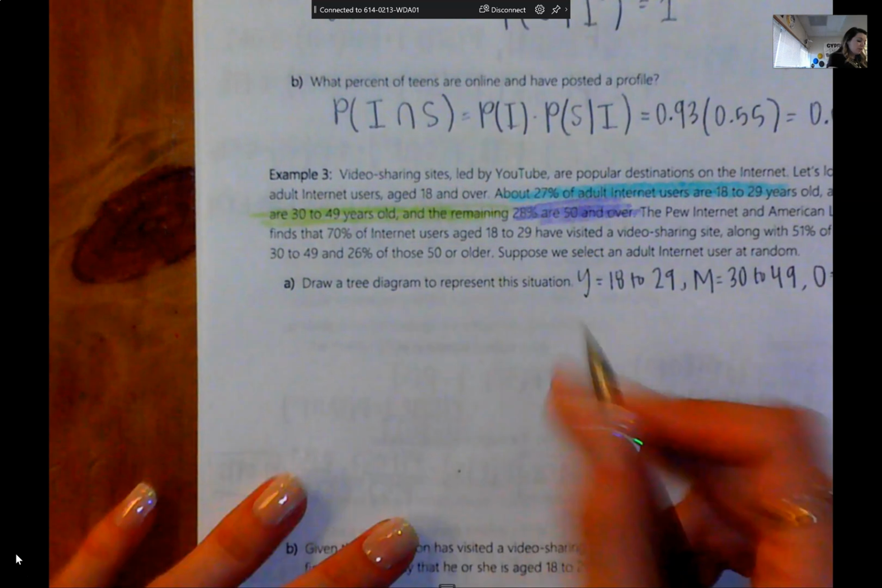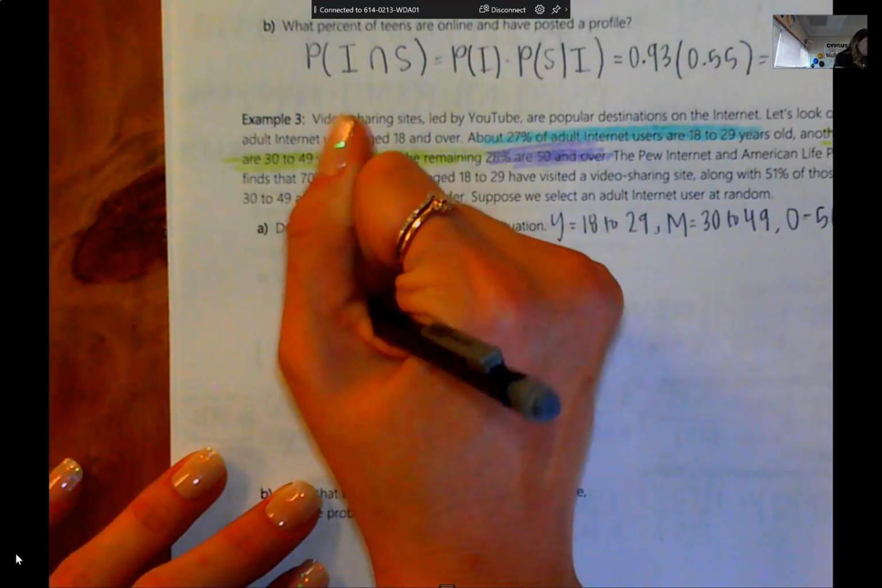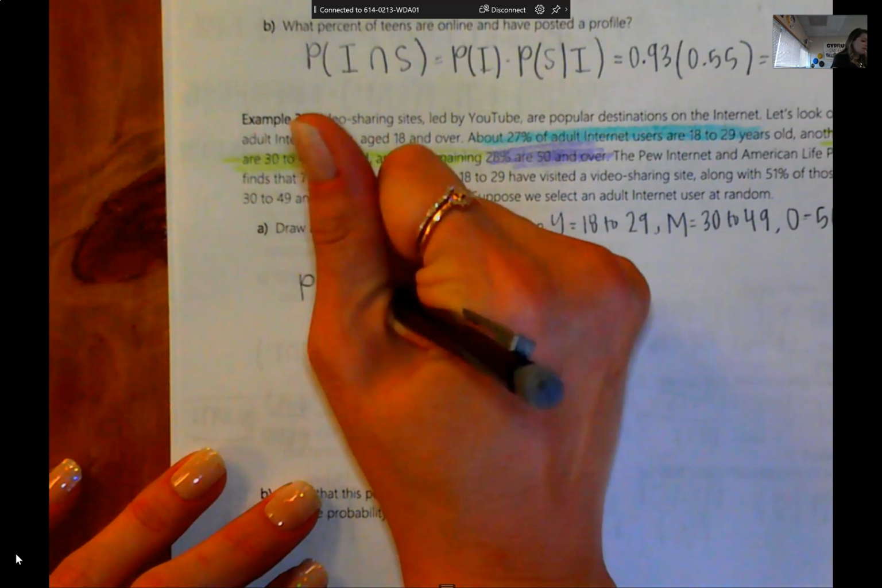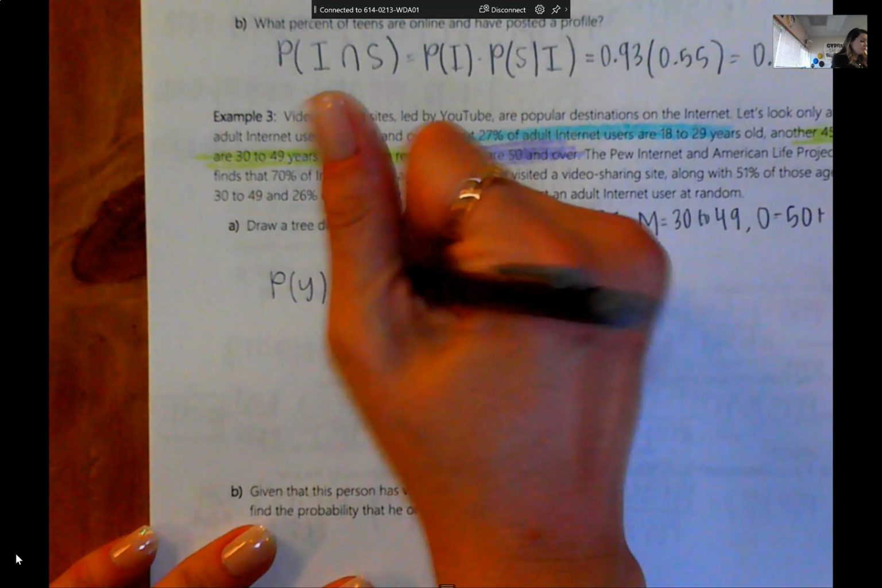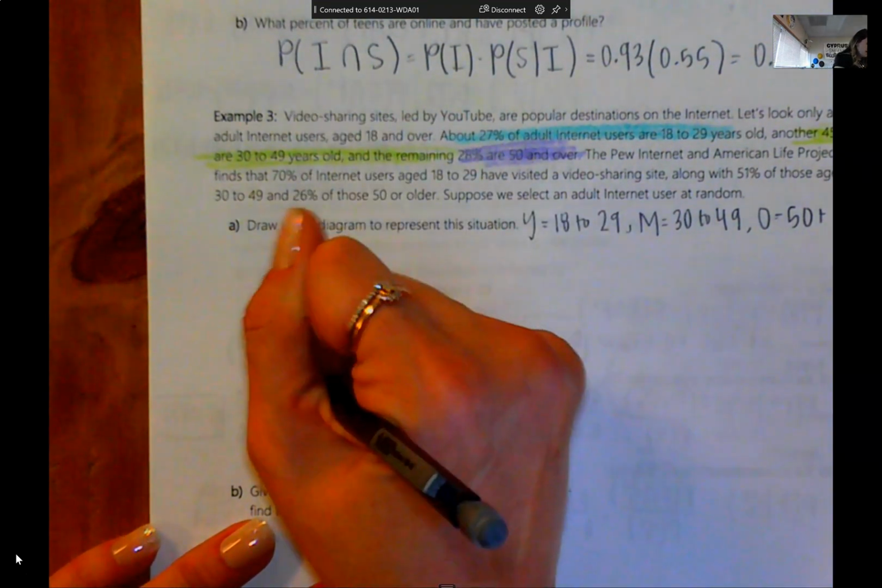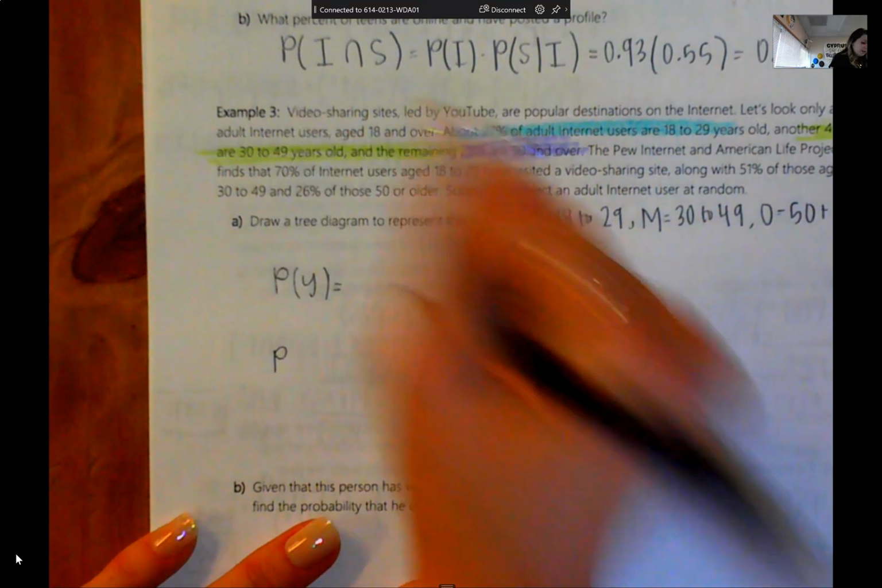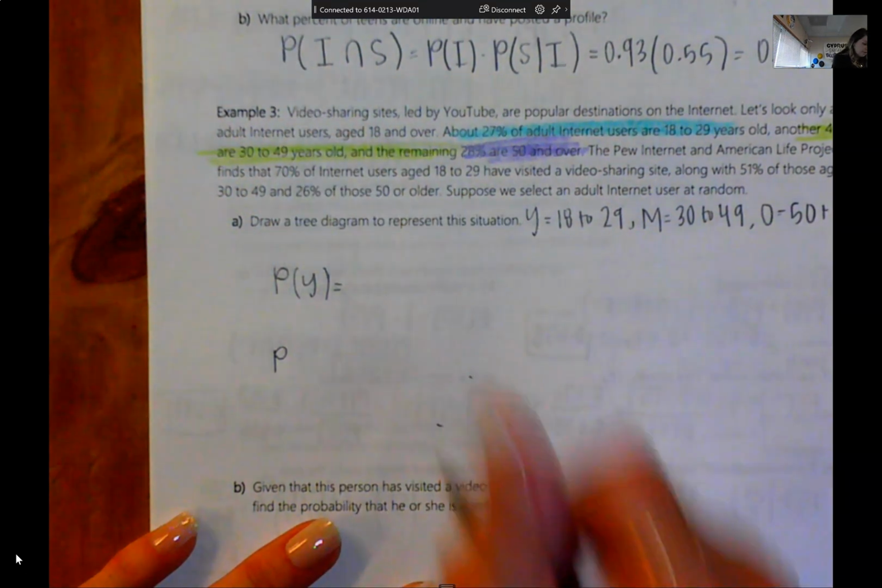So that means down here, when I go to set up my routes, I'm going to have the probability that you're a young internet user, and that's going to have 2 outcomes. Then you're going to have the probability, oh, sorry, I didn't put my probability on there. The probability of a young user is 0.27.